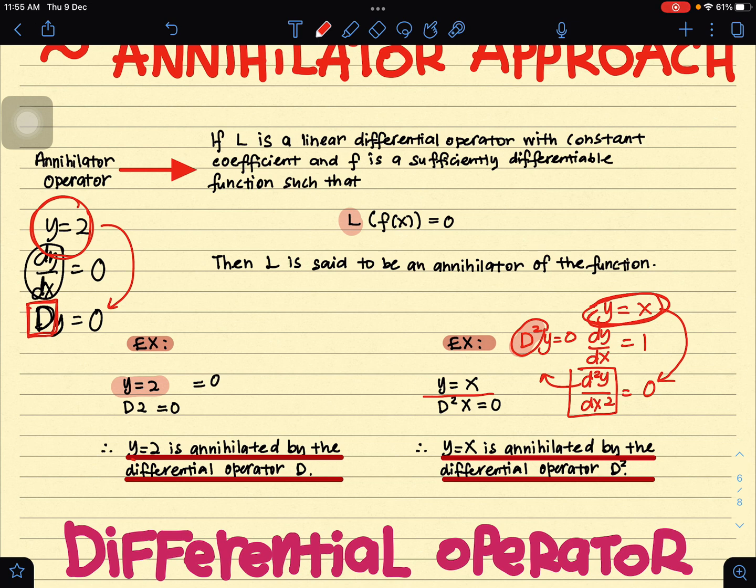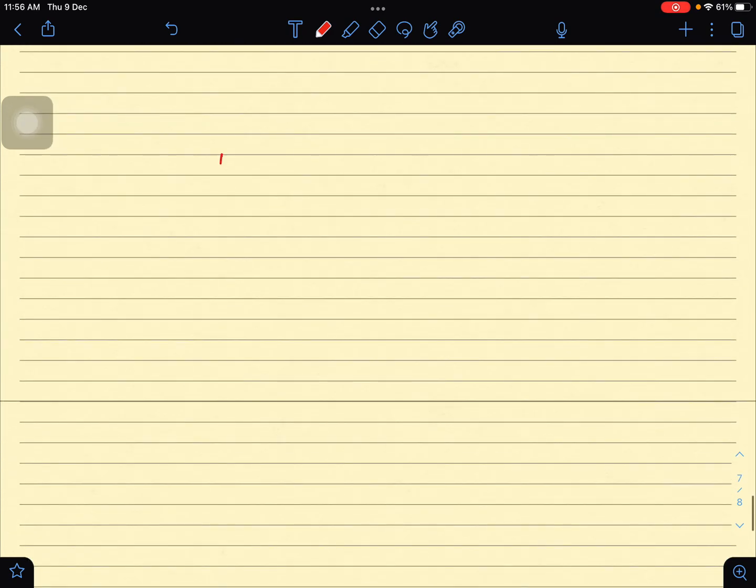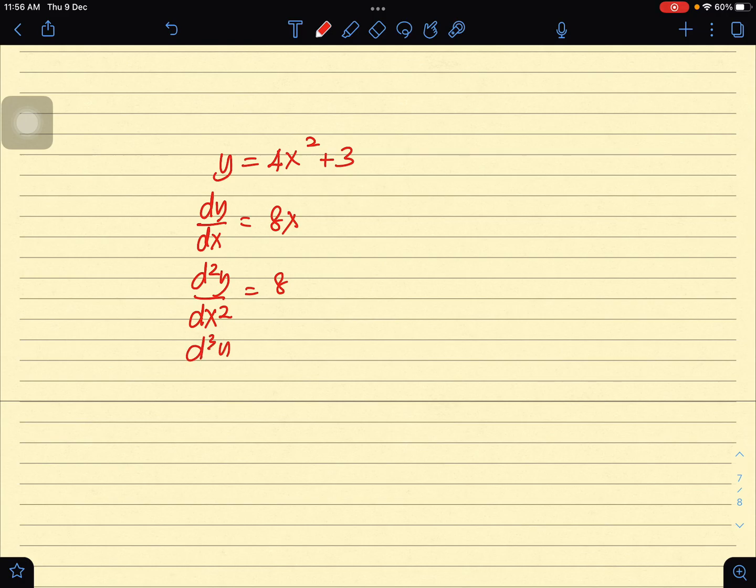Okay, so if the question asks you, what is the annihilator operator for the function y equal to 4x squared plus 3? You differentiate once, dy/dx, you will get 8x, not yet 0. Then you differentiate twice, you will get 8, still not 0, and differentiate again, you will get d cubed y/dx cubed equal to 0.